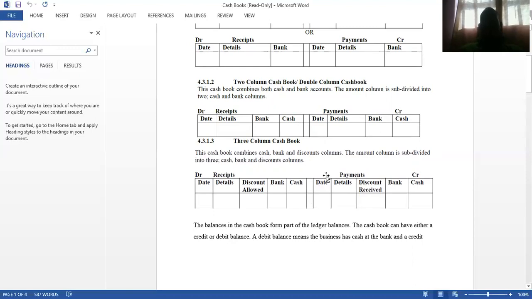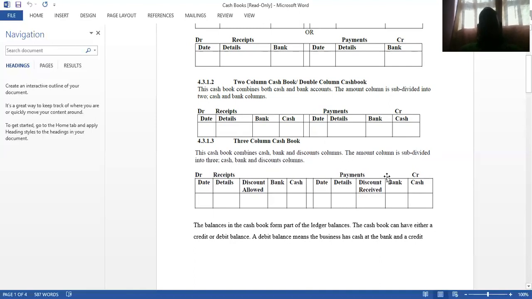The cash discounts. Remember here, we are receiving money. That's why it's called the receipt side. Because we are receiving money, it is our obligation to give the discount. That is why it is called the discount allowed. Discount allowed, because we are allowing it to our customers, is going to be on the debit side.